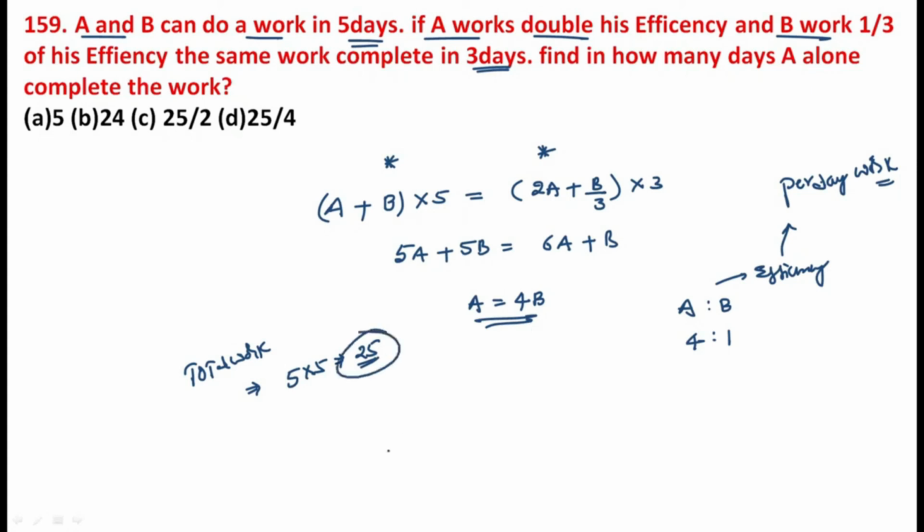And these 25 units of work, A can complete it in how much time? So the exact answer is 25 by 4 or 6 1/4 days. You can use this as 25 by 4 days.